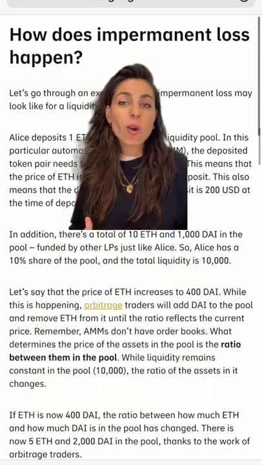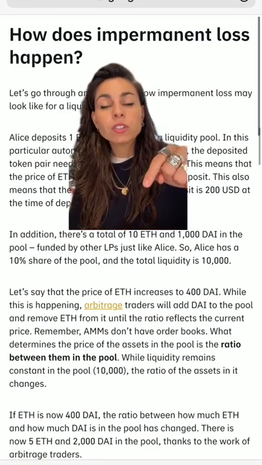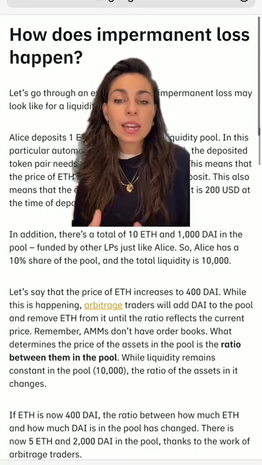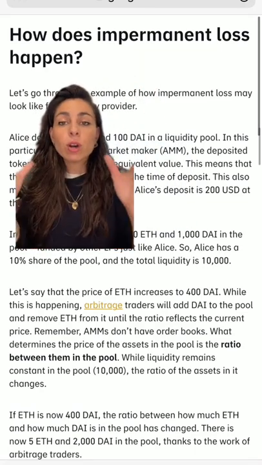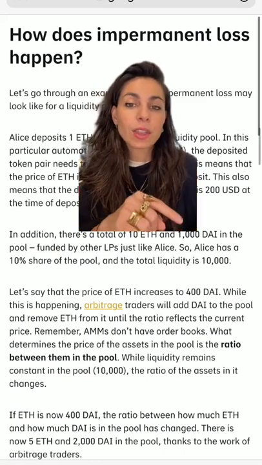Now, Alice isn't the only one providing liquidity. There are other people adding to the pool, bringing the total to 10 ETH and 1,000 DAI. Now, with what Alice has put in, this means that Alice's share of the total pool is now 10%, and the total liquidity is 10,000.